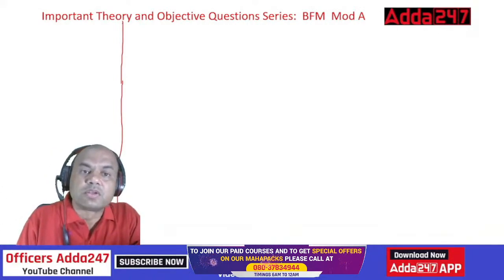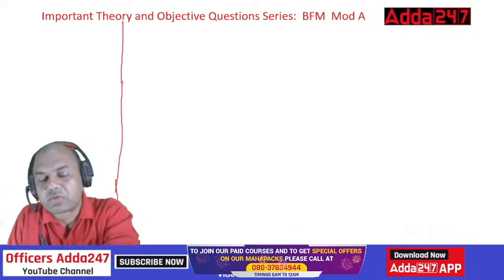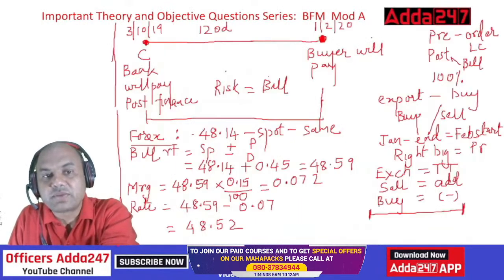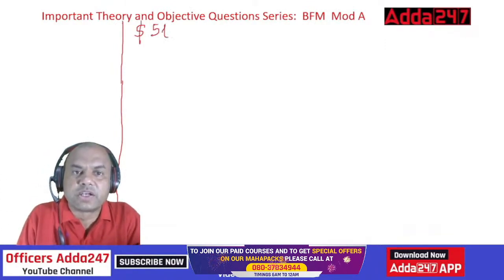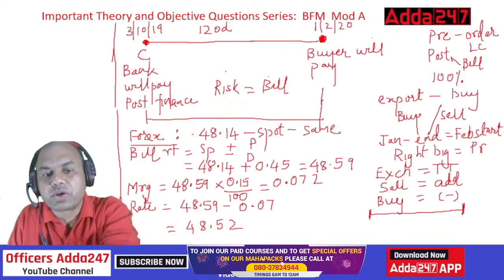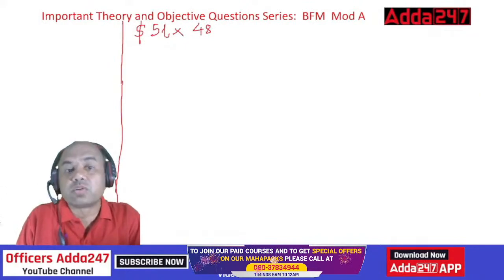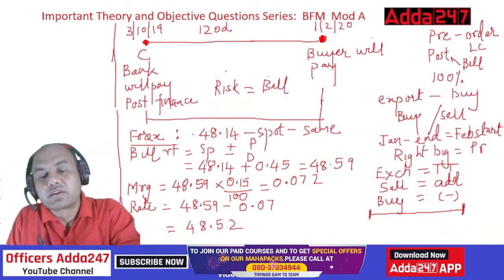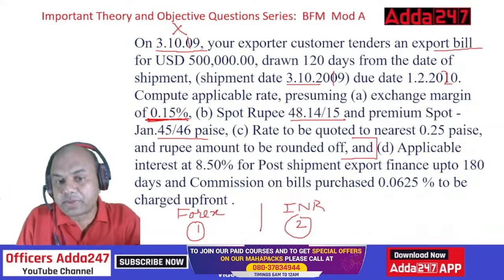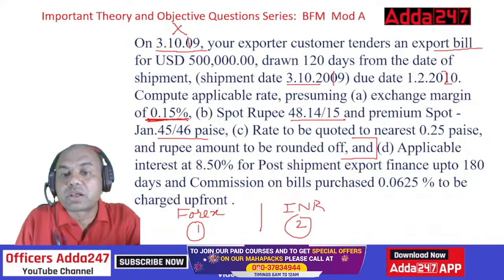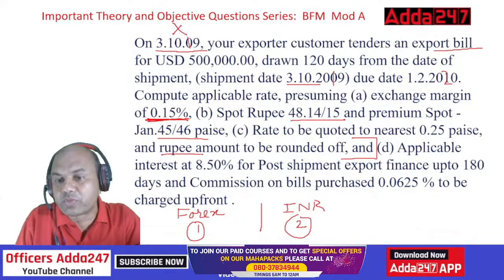Okay. So now what am I doing? I am converting this INR. What was the dollar amount? Dollar amount was 5 lakhs. So I am converting this 5 lakhs dollar into what is the amount I got? 48.52. Now look at this. Important point is given here. The rate to be quoted to nearest 0.25 paise and rupee amount to be rounded off. See, a rupee amount is to be rounded off and rate is to be quoted to nearest 0.25.